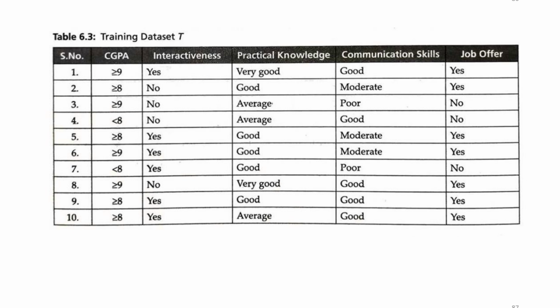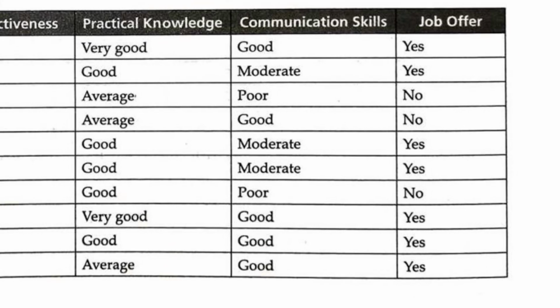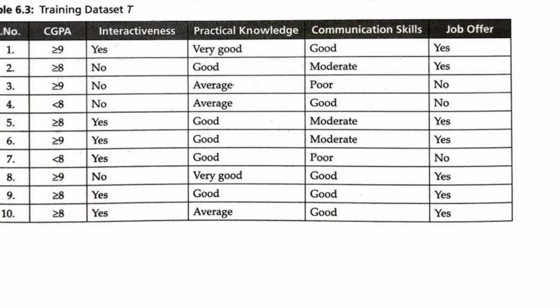There are 10 rows. Out of the 10 rows, there are 7 instances of yes and 3 instances of no. You can see here 7 instances of job offer yes and 3 no.